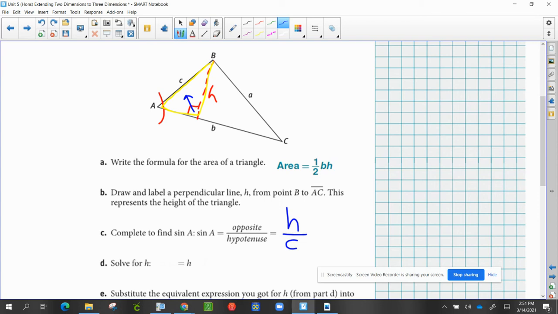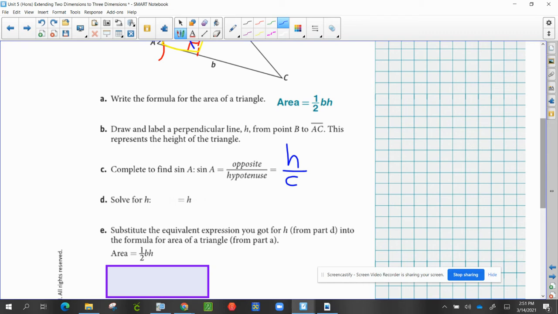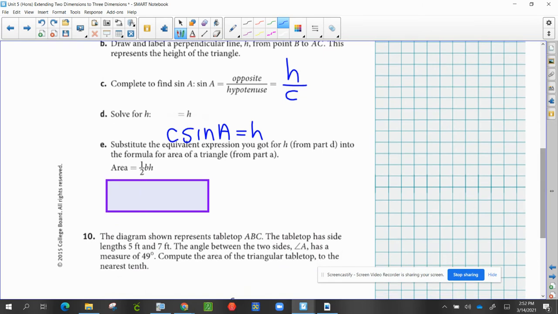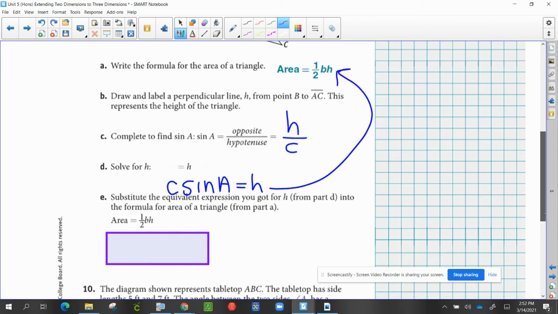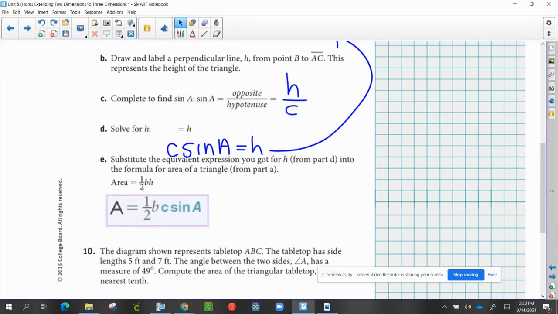So if I have to solve for H, I would just multiply both sides by C. So this becomes C sine of A, which gets H by itself. Now, if we plug this expression for H back into 1/2 base times height, it simplifies to our formula, which is essentially this: 1/2 our base times C sine of A.